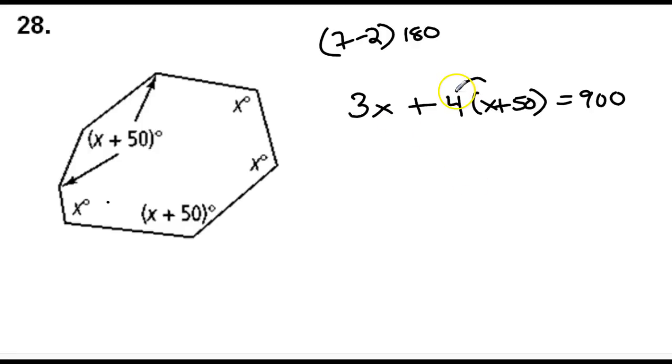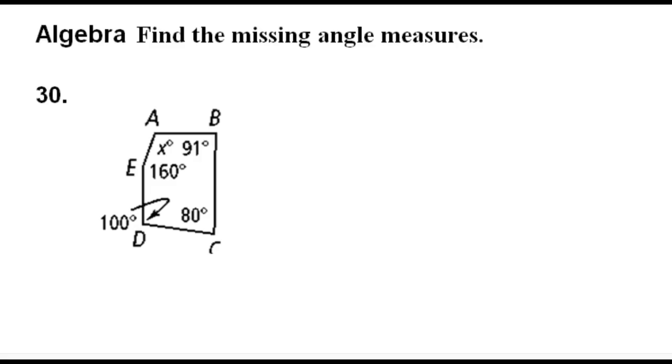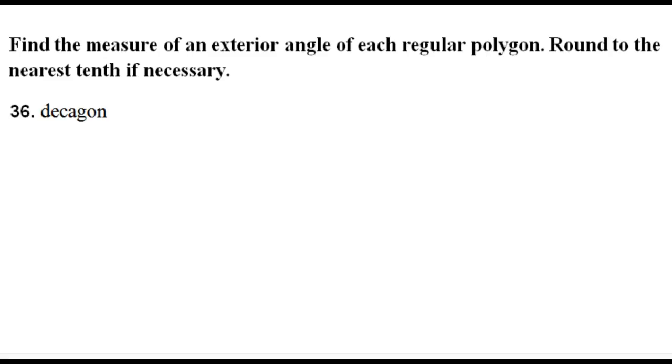Make sure when you do this that you distribute correctly. 4 times x gives me 4x. 4 times 50 gives me 200. And I'm going to subtract 200 from both sides, and I'm also going to combine my like terms here. I get 7x equals 700, where x is equal to 100. All of these are very similar, so I'm not going to do that again.